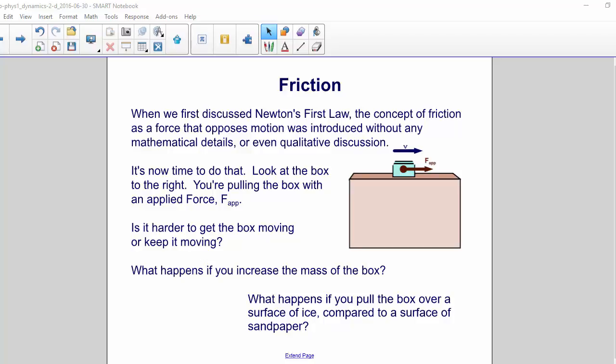You're pulling it with an applied force. Is it harder to get the box moving or to keep it moving? And what happens if you increase the mass of the box? And what happens if you pull the box over ice or sandpaper?